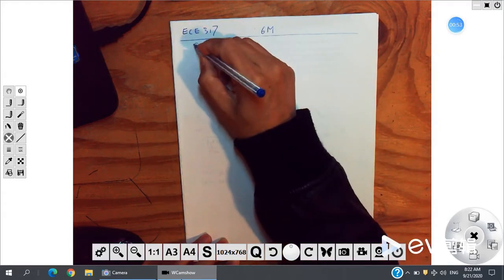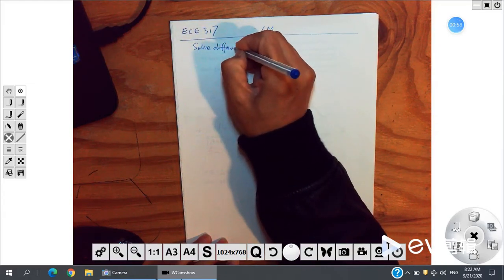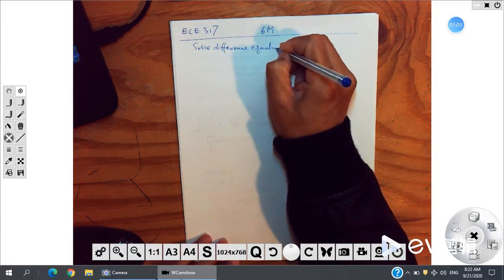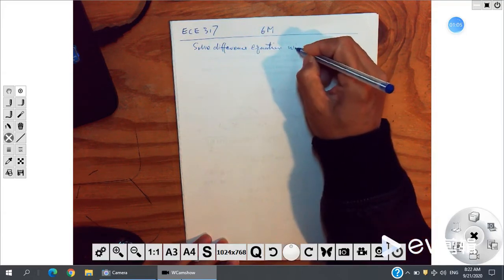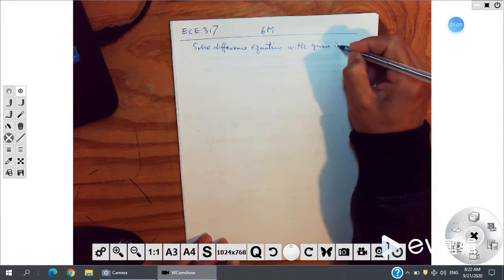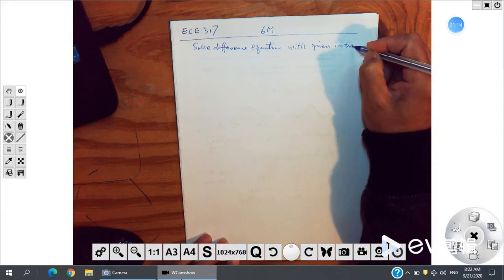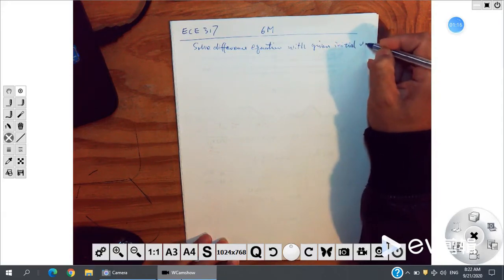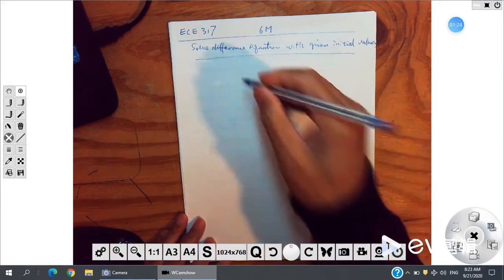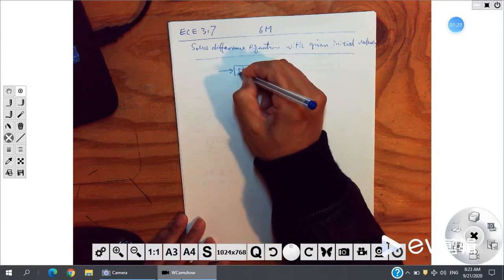So, difference equation with given initial condition, initial values. Things like that. Right. Suppose this is a system S.